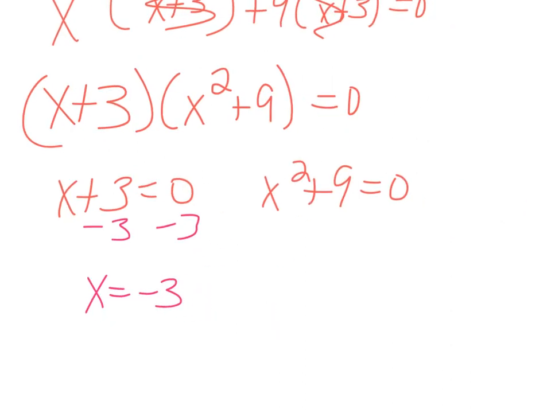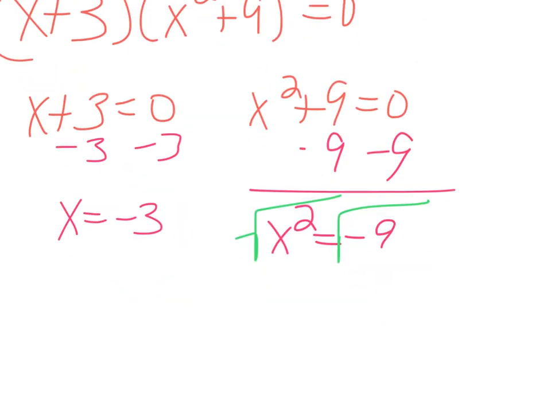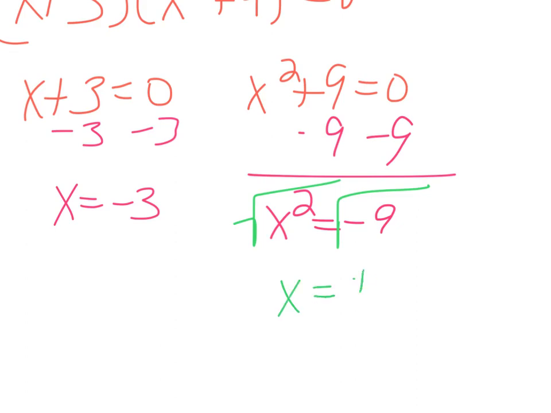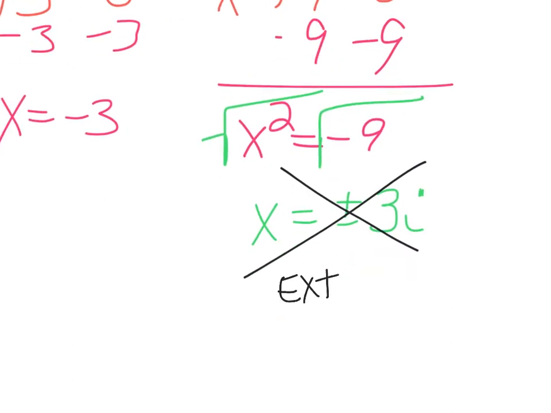What about here? Subtract 9. So x squared equals negative 9. What do I do? Square root. What do you see right away that you should say, uh-oh? It's a negative underneath the square root. So this gives me an imaginary number. I want you guys to finish solving, but once you see that it's imaginary, what do we do? Cross it off, and you tell me it's extraneous.